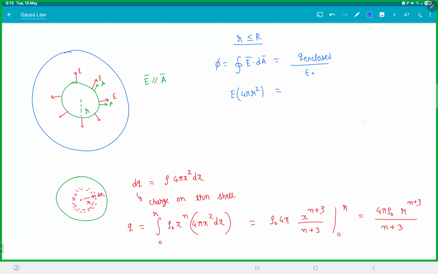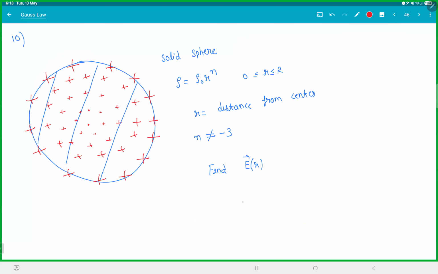Take this and substitute here: 4 pi rho naught r power n plus 3 by n plus 3. Therefore, the field inside, 4 pi will cancel, rho naught r power n plus 1 by n plus 3 epsilon. There, check it out. It's a pretty good result. You should remember this one. This could even be a mains level question.